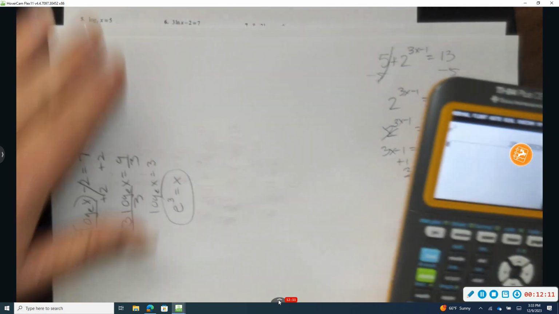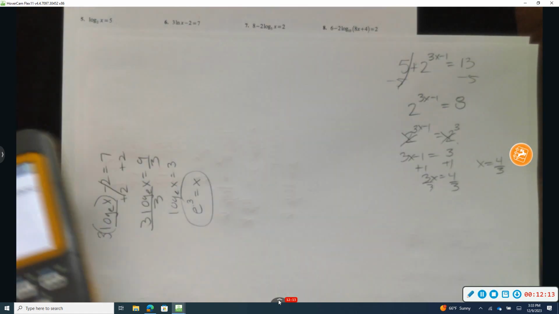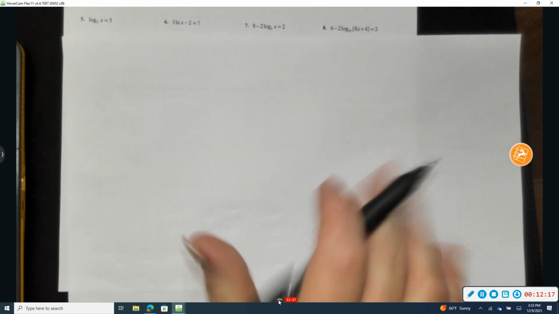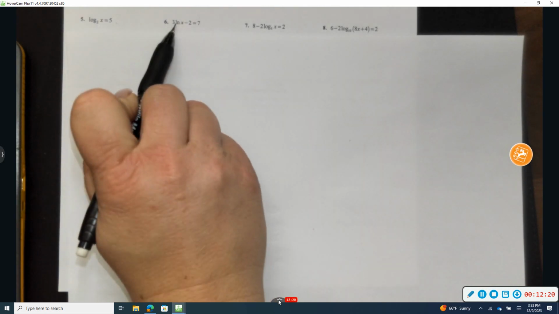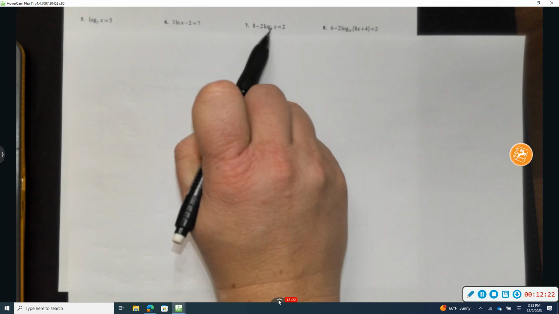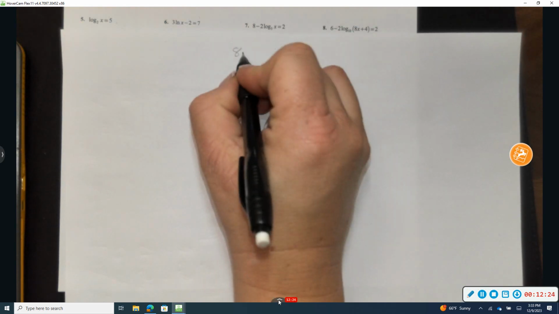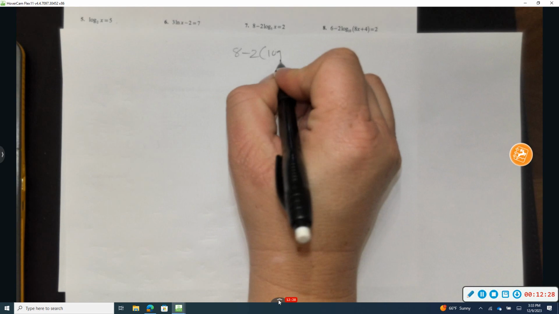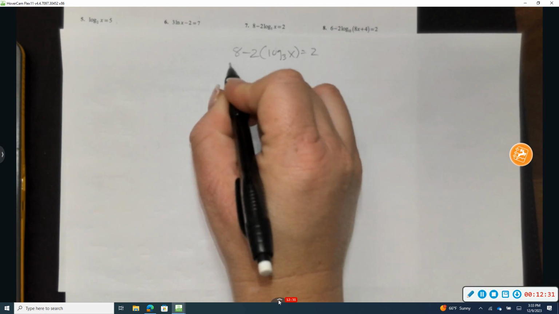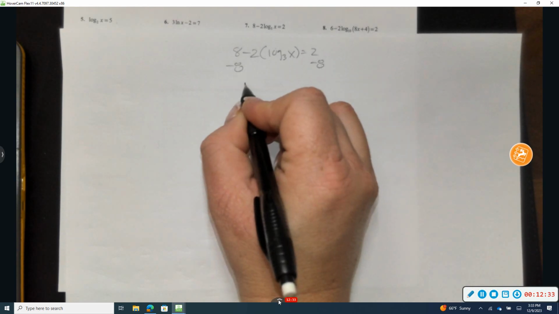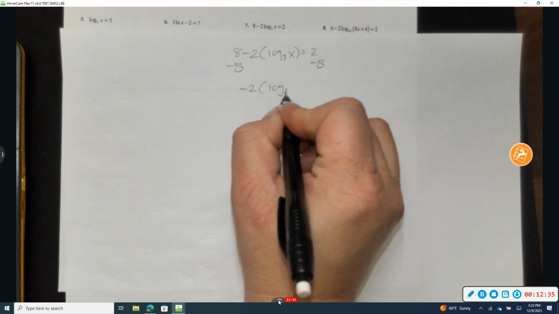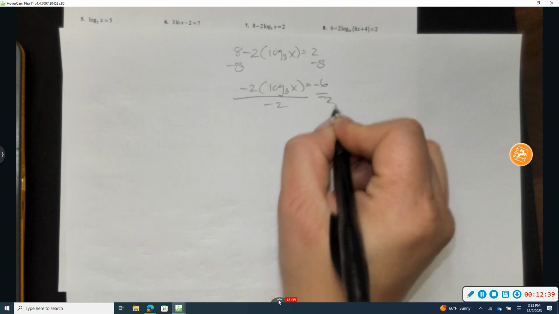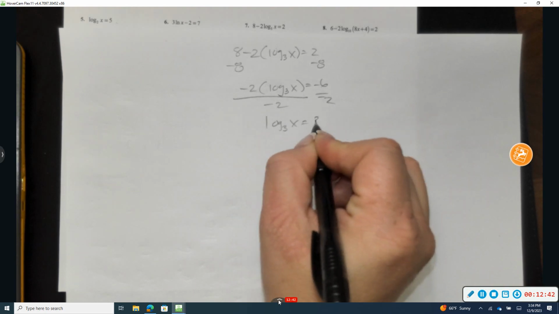Let's look at number 7. Okay, number 7, same thing here, I want to isolate this portion. This is not in parentheses, so I have 8, subtract 2, and then there's no parentheses behind it, no value, so it's log base 3 of x equals 2. First, I'm going to subtract 8 from both sides. Negative 2 times log base 3 of x equals negative 6, dividing by negative 2. Log base 3 of x equals 3.